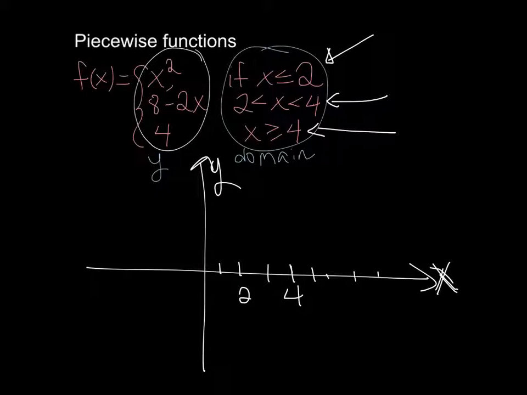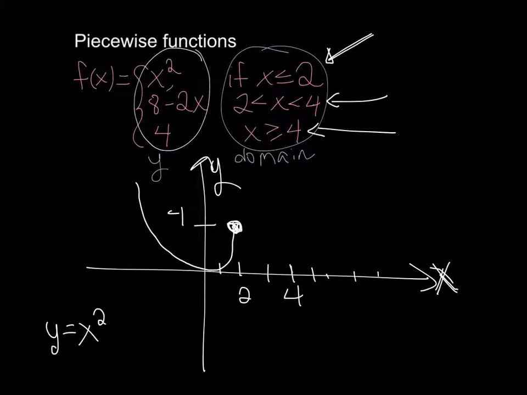To the left of 2, we have the function y is equal to x squared. That's our basic parabola passing through the origin. And it goes up to the point where x is equal to 2. And when x is equal to 2, y is 4. So we have this piece of the parabola. This is a y value of 4. And because this over here says x is less than or equal to 2, we are including this endpoint, so we fill it in with a filled-in circle.